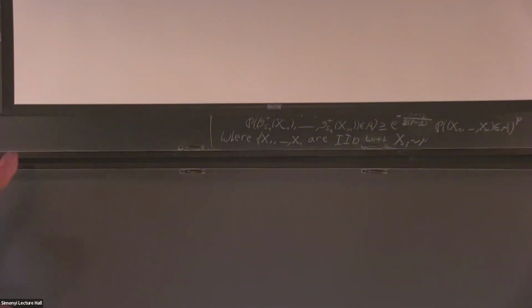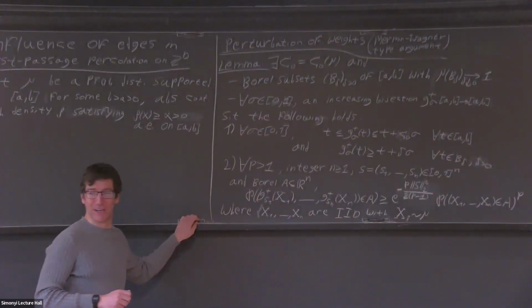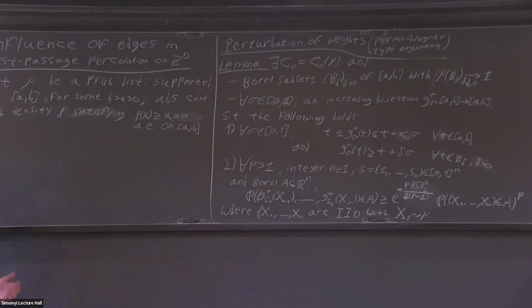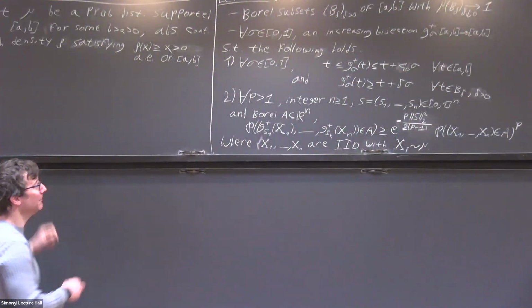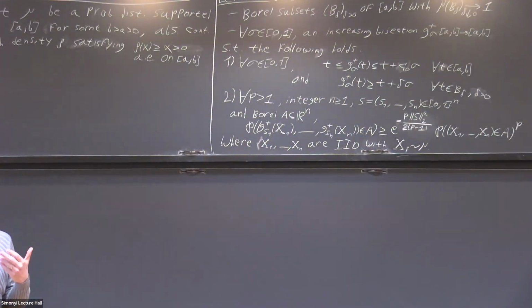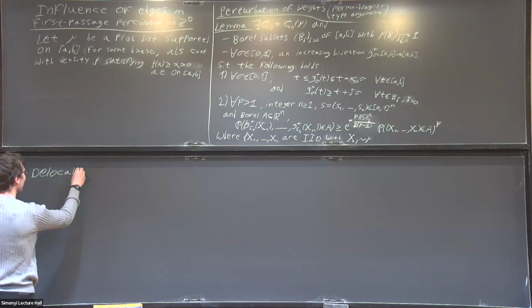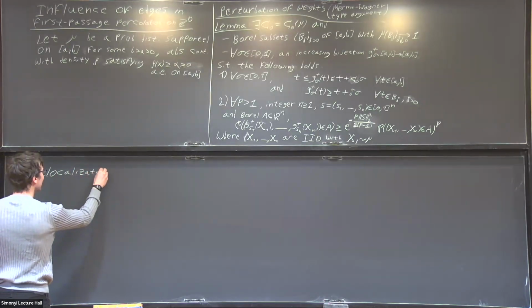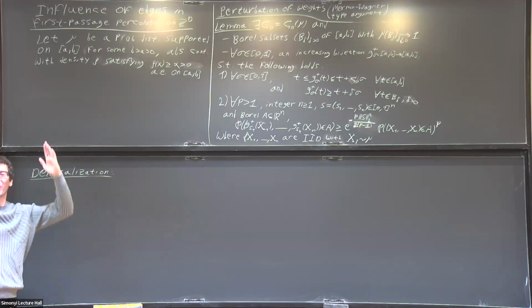So I hid a lemma on the board before the beginning of the talk. What we want to prove now is to show that there are not too many influential edges. So there can't be too many edges where it's likely that the geodesic passes through. And this is a kind of delocalization result. Delocalization means that the geodesic is not a straight line, it is delocalized.